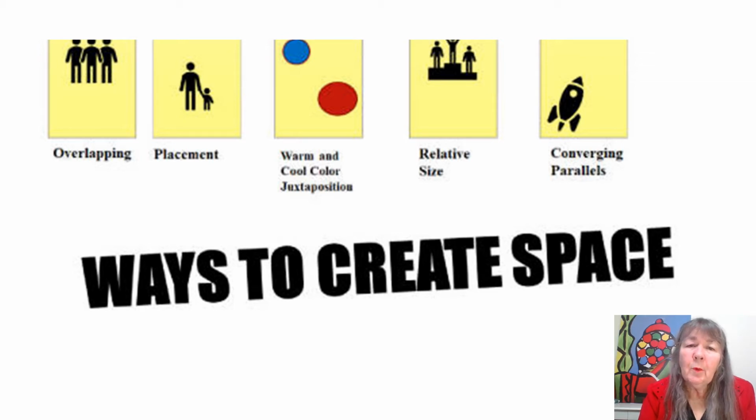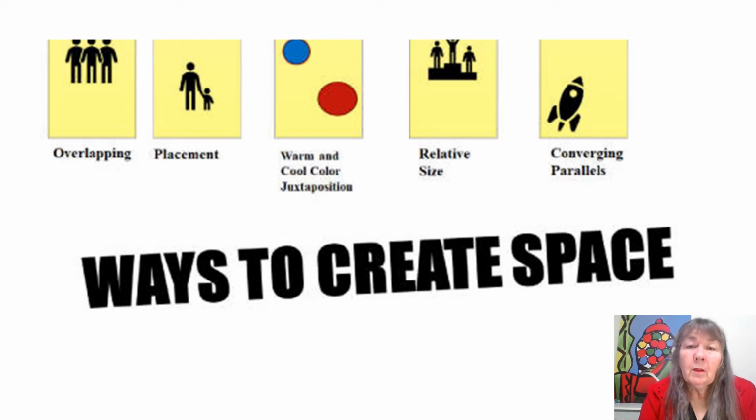This particular example is at eye level, so they're kind of even with us. They're not above us, they're not below us, they're right there at eye level. Warm and cool color juxtaposition. So you already know that cool colors tend to recede and warm colors tend to advance or come toward the viewer. Also relative size, again with these figures or objects that are placed side by side, we see that as a spatial relationship in art.